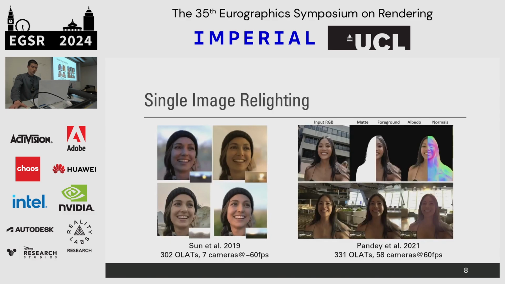So another area of work focuses on single image relighting under passive environment map. While the end product of this research requires only a cell phone, to train such a model, you would still require a light stage.